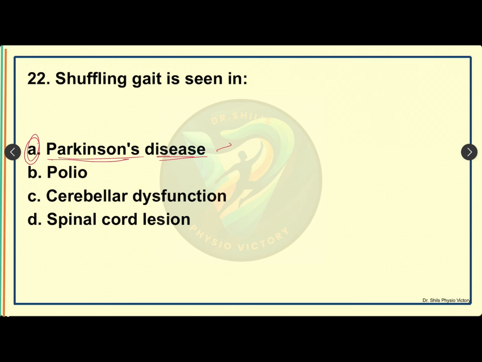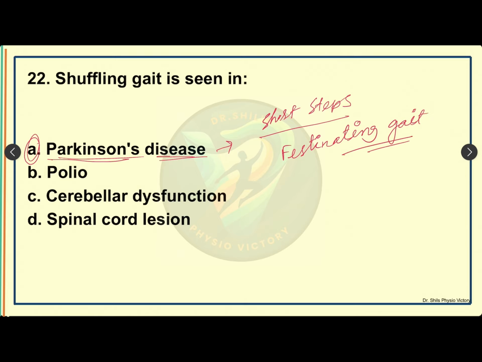Features: short steps, also called festinating gait, increased speed.